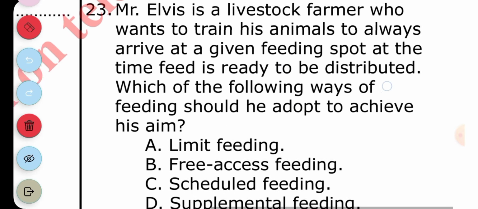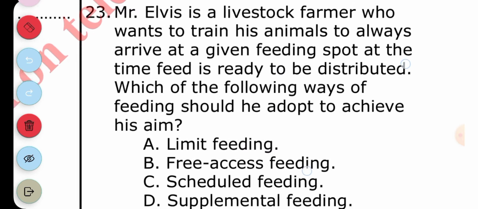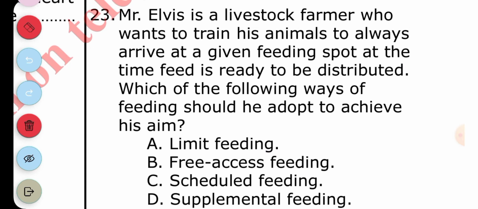23. Mr. Elvis is a livestock farmer who wants to train his animals to always arrive at a given feeding spot at a time feed is ready to be distributed. Which of the following ways of feeding should he adopt? A. limit feeding, B. free access feeding, C. scheduled feeding, D. supplemental feeding. The answer to question 23 is C, scheduled feeding.